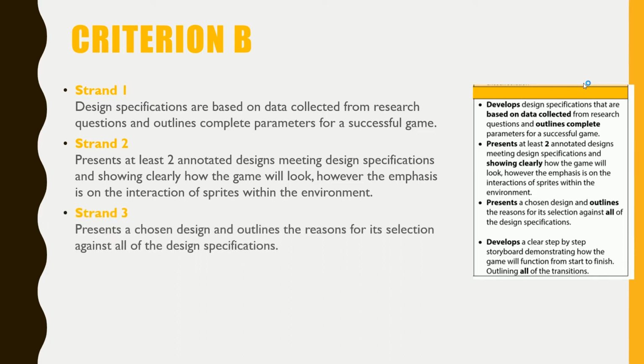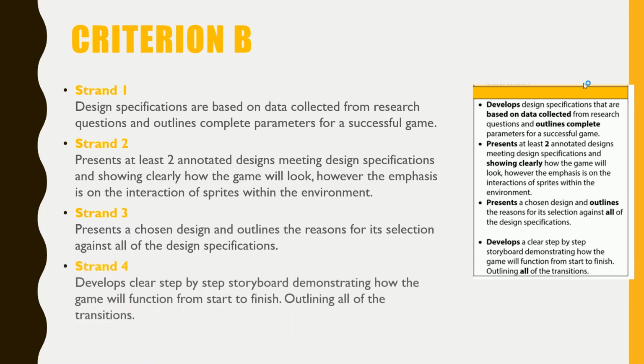Strand 3 presents the chosen design and outlines the reason for its selection against all the design specifications that you did in Strand 1. So this is when you analyze the designs that you've made in Strand 2 against what you've done in Strand 1. And then finally, Strand 4 develops clear step-by-step storyboards demonstrating how the game will function from start to finish, outlining all of the transitions. Okay, so that's basically how the game will flow.